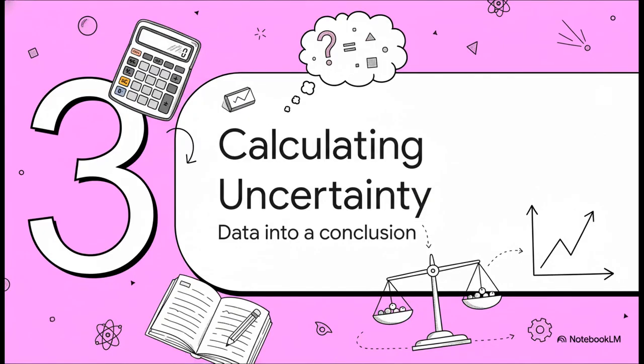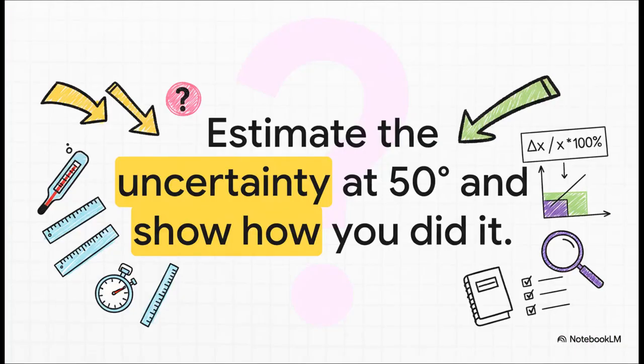All right, time to crunch some numbers. We've got a calculation question here, and it's worth 2 marks, so showing your work is absolutely key. Now, look closely at how it's phrased. There are 2 clear commands here. Number 1, estimate the uncertainty. Number 2, show how you determine your estimate. 2 instructions, 2 marks.